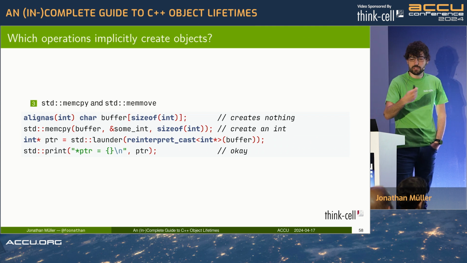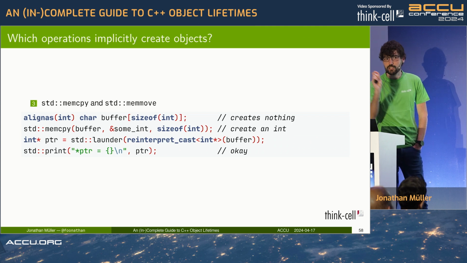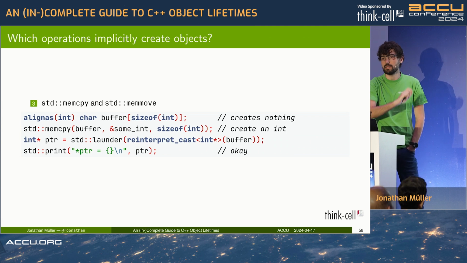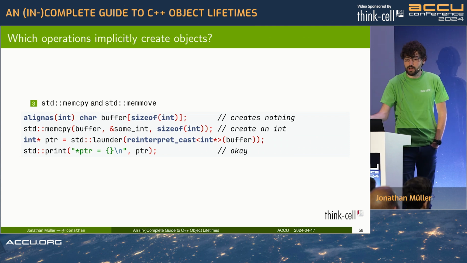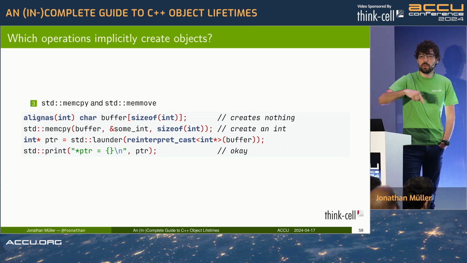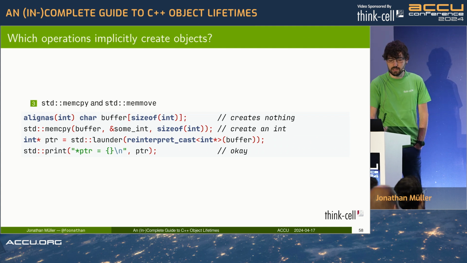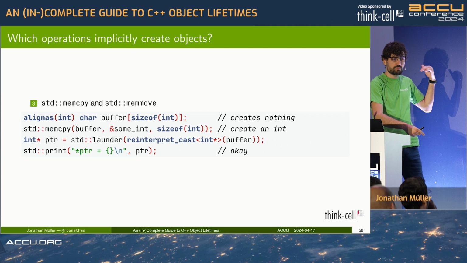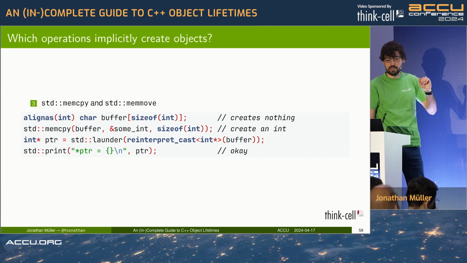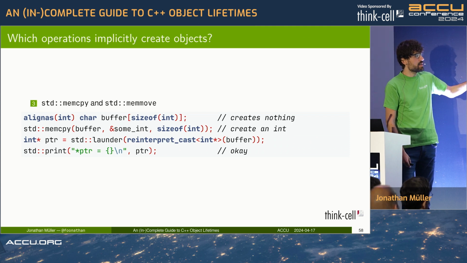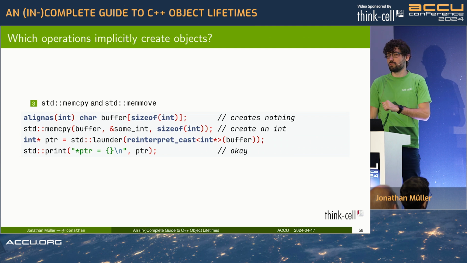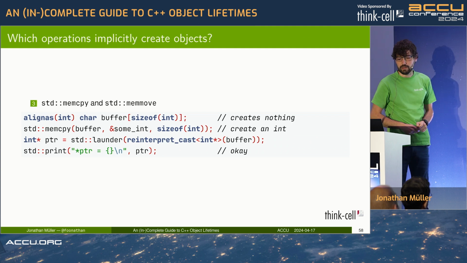memcpy and memmove also implicitly create objects. So here we've got a char buffer. A char buffer is not an unsigned char buffer, so it doesn't apply the previous exception. But when we memcpy an int into it, the compiler implicitly creates an int in the destination, so we can start using it as an int. And again, we need to use std::launder for the same reason as on the previous slide, just pretend that isn't there. So this code is fine because the compiler implicitly created an int for us, even though we didn't do anything.